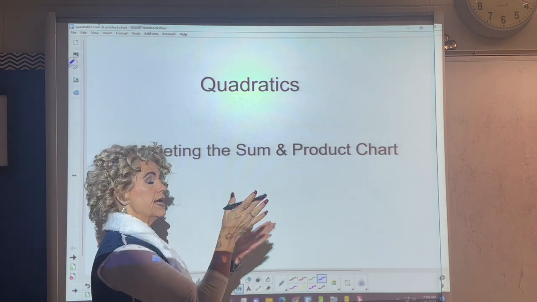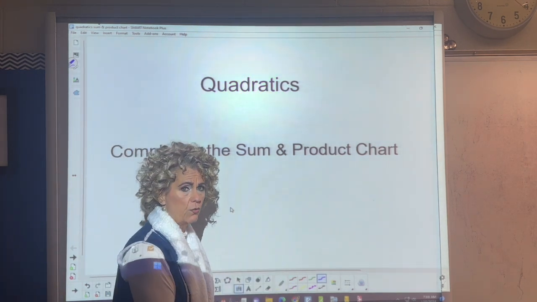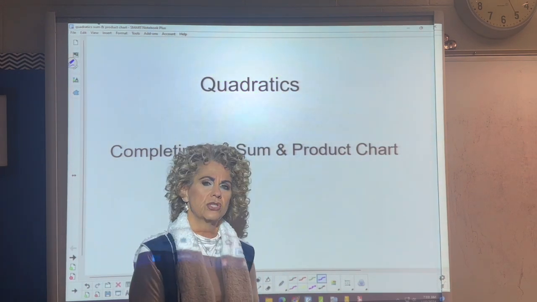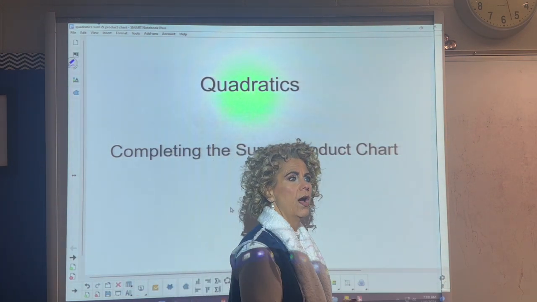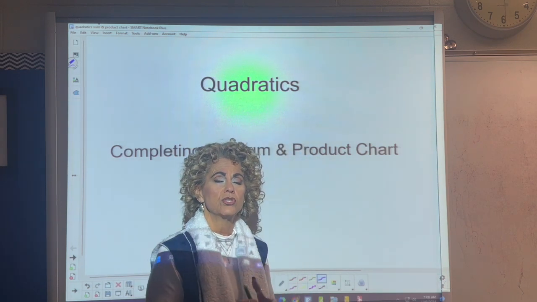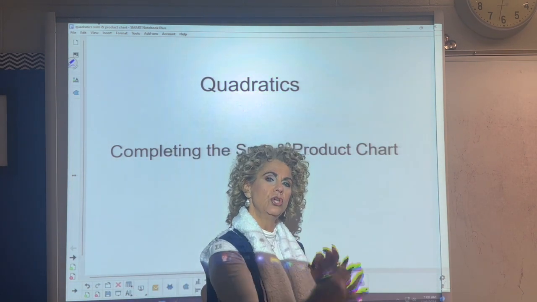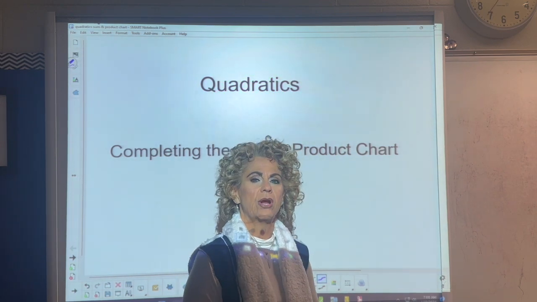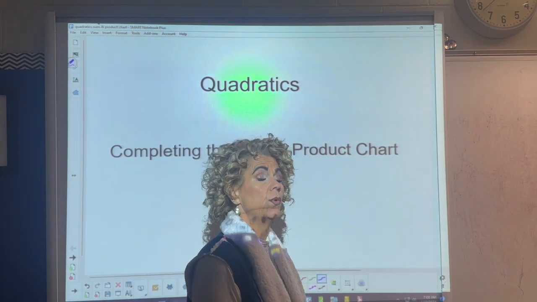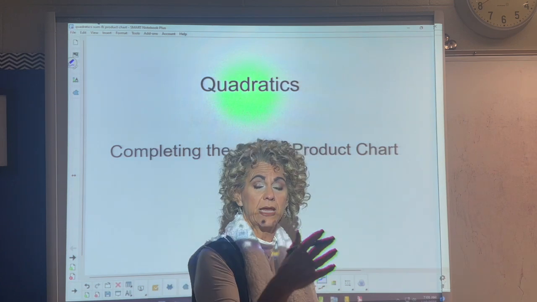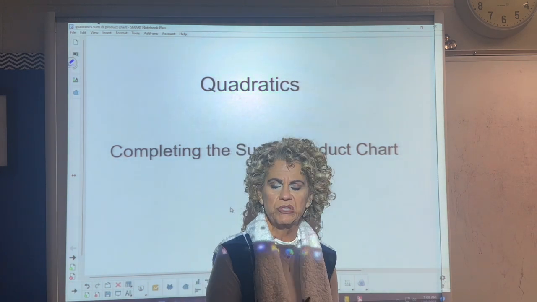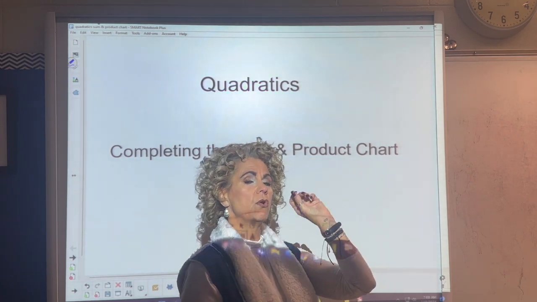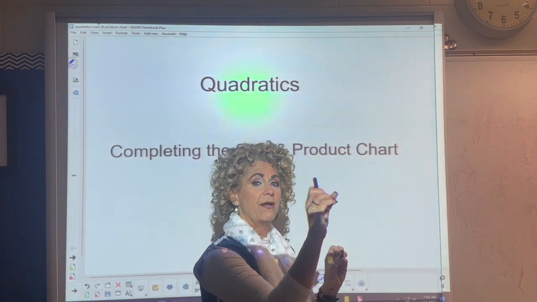Well, yesterday we learned what the sum and product chart was, how to find the sum, how to find the product. Today we're going to complete the chart, and then tomorrow we're going to show you how to use the sum and product chart to factor and solve the quadratics. So we have already solved quadratics by taking square roots. We'll continue to do two or three of those in our assignments, and eventually we will solve by factoring.